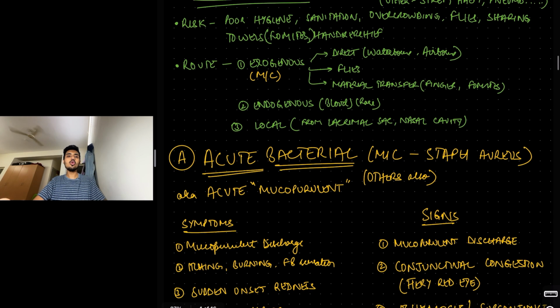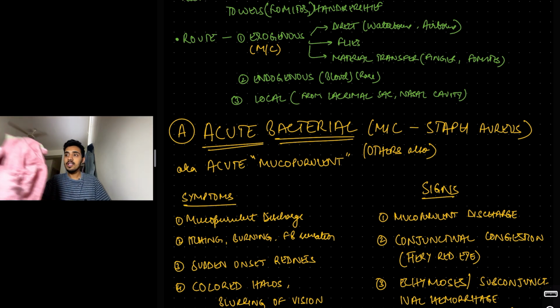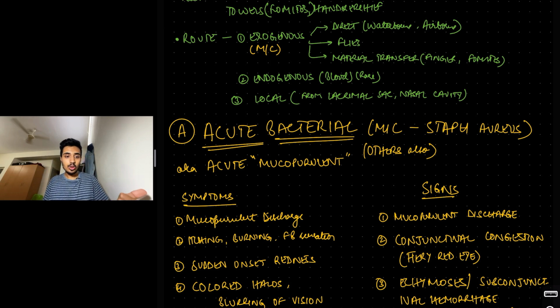Then the routes of infection. See, there are three main routes of infection. The most common route is the exogenous route, where in exogenous, you have multiple types. Either it can be directly into the conjunctiva, like some infected water or infected air, or it can be through vectors like flies, or it can be through infected material transfer. For example, sharing of infected towels or infected fingers. I touch my eyes. So this is exogenous.